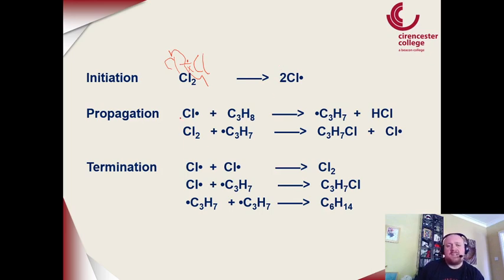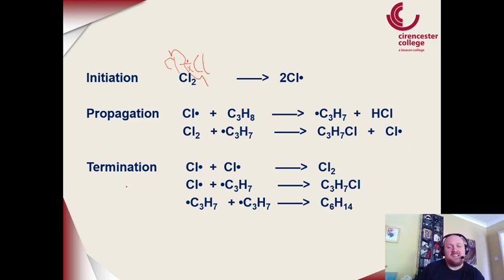Then what happens is the chlorine reacts with some propane, and what it does is it abstracts a hydrogen. A hydrogen comes off. And what then happens is another chlorine will come in and react with that, and it will regenerate the chlorine radical. So we have a propagation. The reason why we have propagation is because we have one radical species and a radical species is generated. Here we have a radical species is generated.